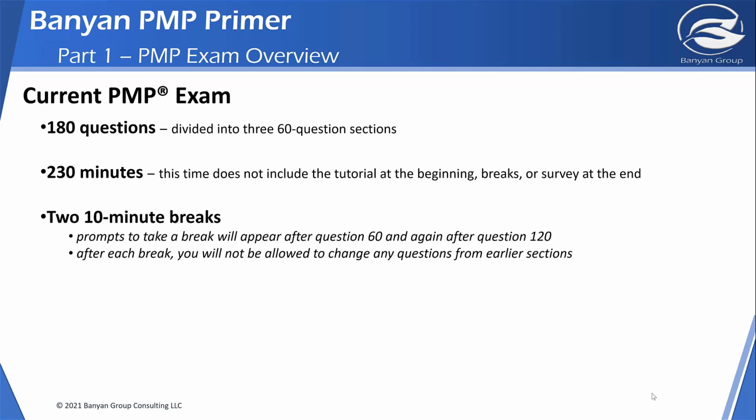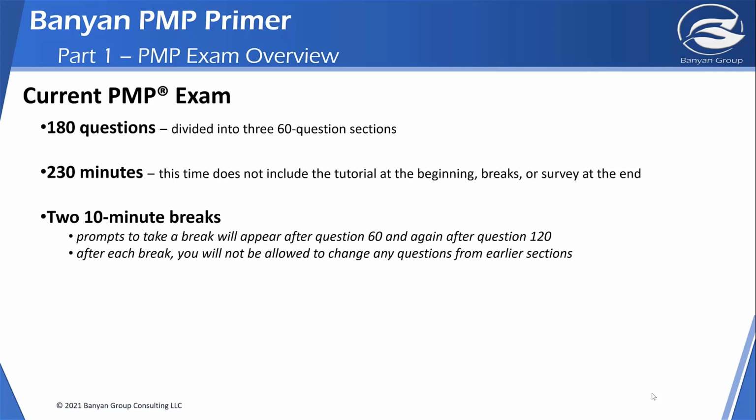Same is true when you finish the second section. Question 120 gets completed. You're prompted, do you want to take a break? If you click yes, I'm taking a break, at that moment you will not be able to touch any questions from 1 through 120. And so if you're going to review questions, you have to do it before you take your break, because you won't have access to those questions after your break.